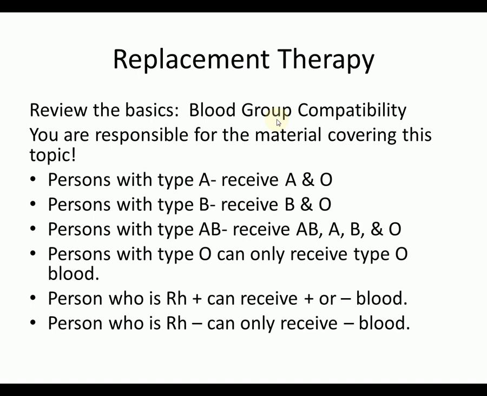All right, you need to review the basic blood group compatibilities. You're going to be responsible for this material and covering this topic. Just a short overview. Persons with type A can receive type A and O. Persons with type B can receive B and O, and excuse me, that's A negative and B negative. Persons with type AB negative receive AB, A, B, and O. Persons with type O can only receive type O blood. Now remember your Rh factors. Your Rh positive can receive positive or negative blood. Your Rh negative can only receive negative blood.